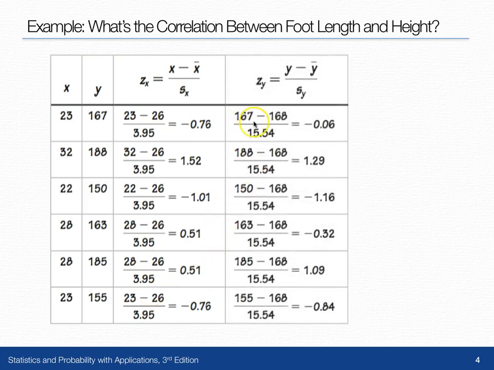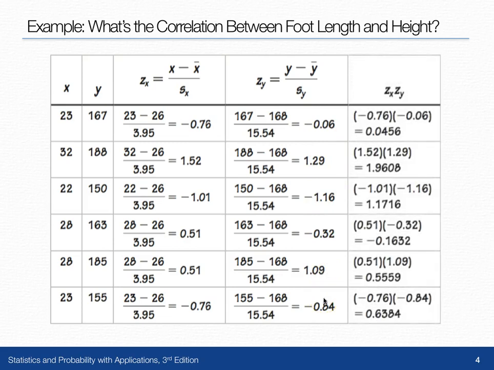Then we'll repeat the process for each Y value. So for the first observation, we saw a height of 167 centimeters. So 167 minus the average height, 168, divided by the standard deviation of height, 15.54, gives us a Z-score of negative 0.06. Again, repeat that for each observed Y value to find each of those Z-scores.